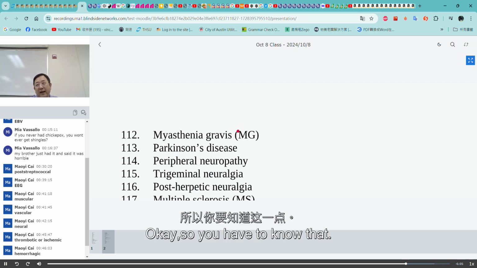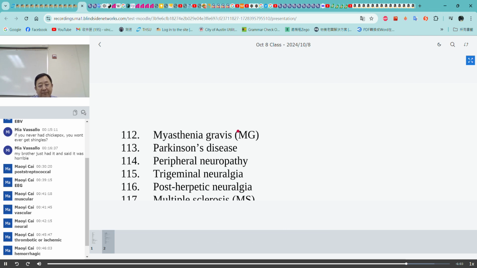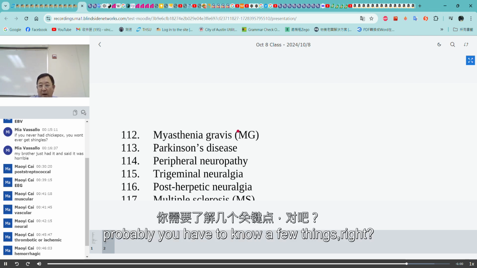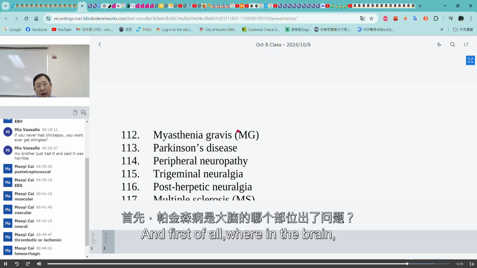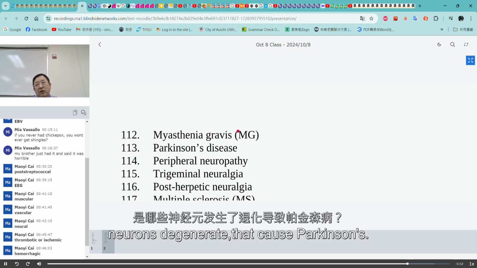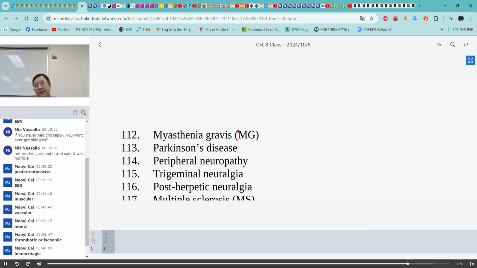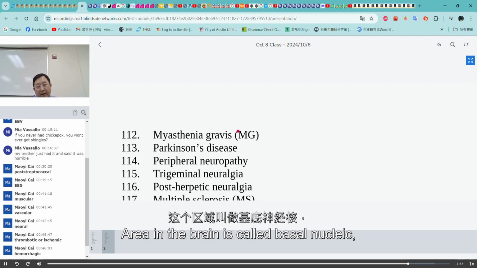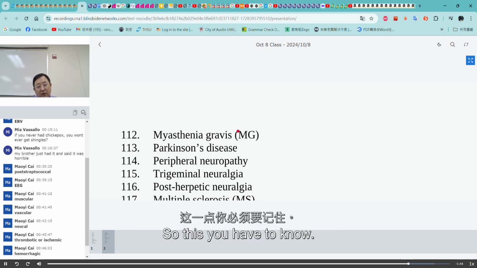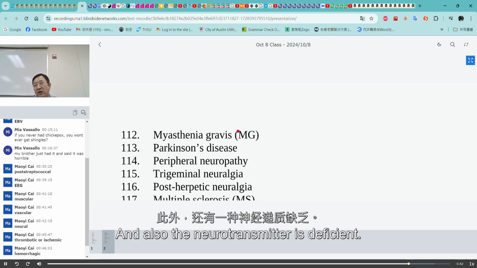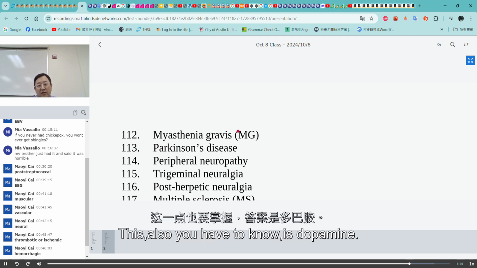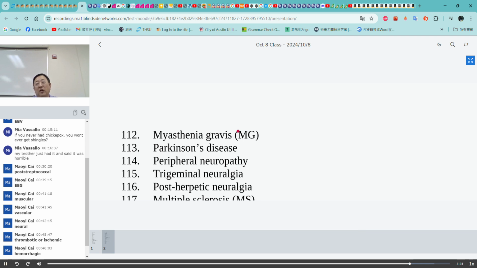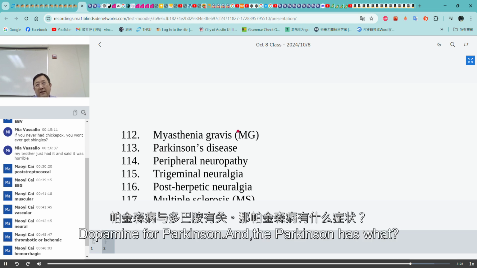Okay, so you have to know that. Then Parkinson's disease. With Parkinson's, you have to know a few things, right? It's a motor condition, a degeneration. First of all, where in the brain do neurons degenerate to cause Parkinson's? The area in the brain is called the basal nuclei. So this you have to know. And also the neurotransmitter that is deficient. Which neurotransmitter is deficient in Parkinson's? This you also have to know. It's dopamine. Dopamine deficiency.